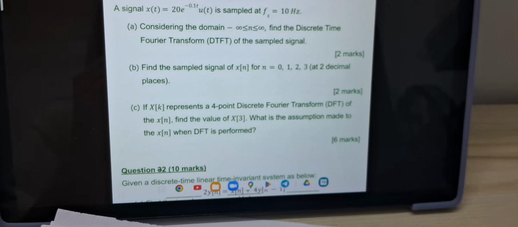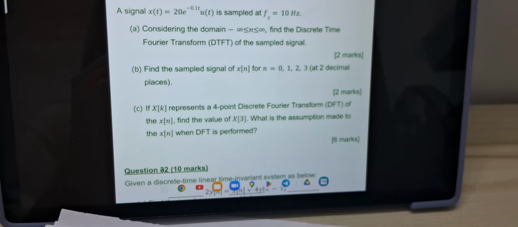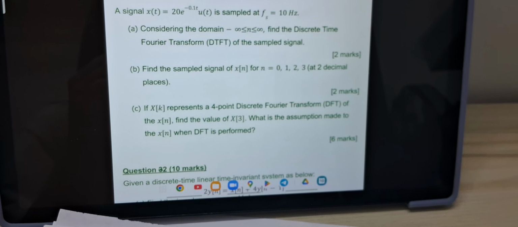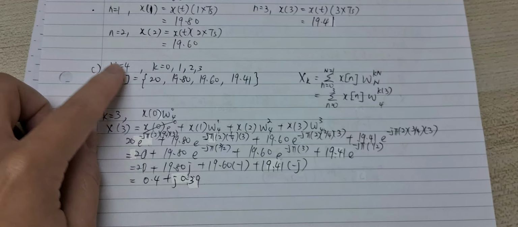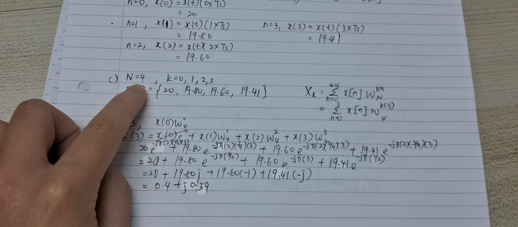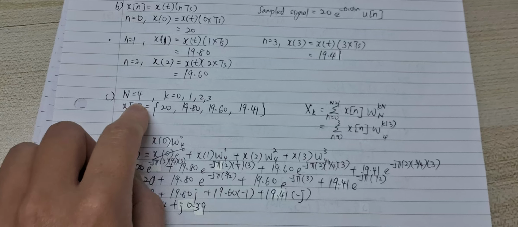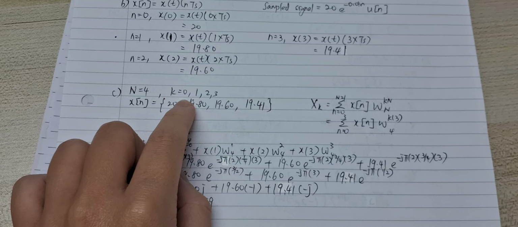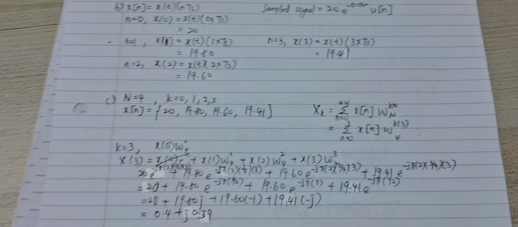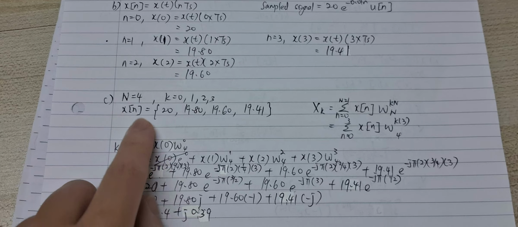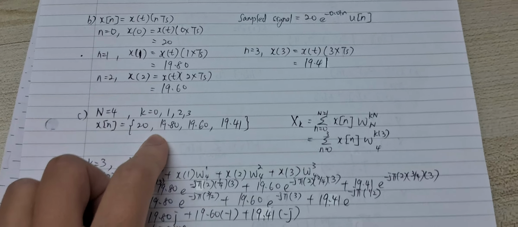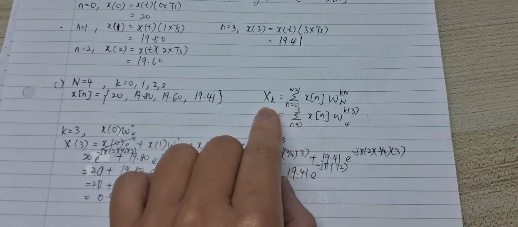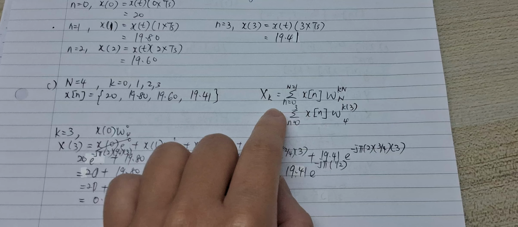After that, the last part of question 1, we need to find the 4 point DFT, X[k]. After that, we need to calculate the value of X[3]. So this will be the answer. The 4 point means N equal to 4, so the k will start from 0 to 3. So we put in our x[n] from part B and use it in the X[k] formula for DFT.